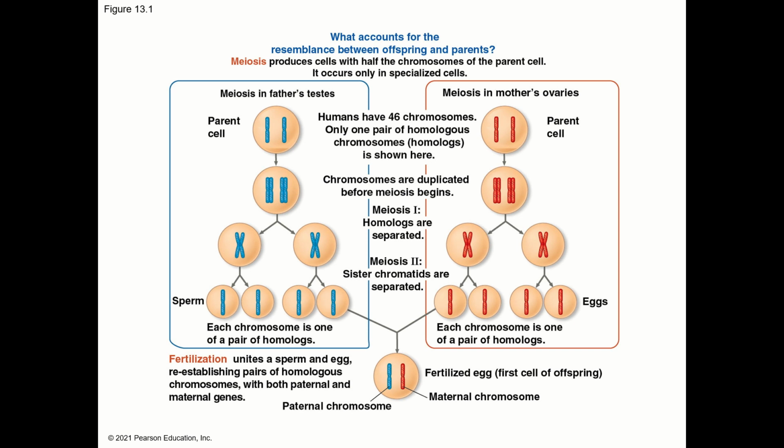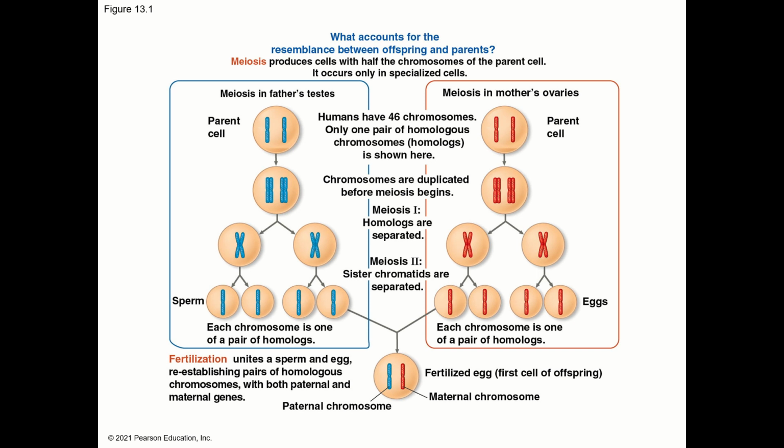and it occurs only in specialized cells. Meiosis will occur both in the father and in the mother, specifically in the father's testes and in the mother's ovaries, starting with a parent cell. In the case of humans, we have 46 chromosomes. Only one pair of homologous chromosomes, or homologs, is shown here. Out of those 46, those chromosomes are duplicated before meiosis begins.